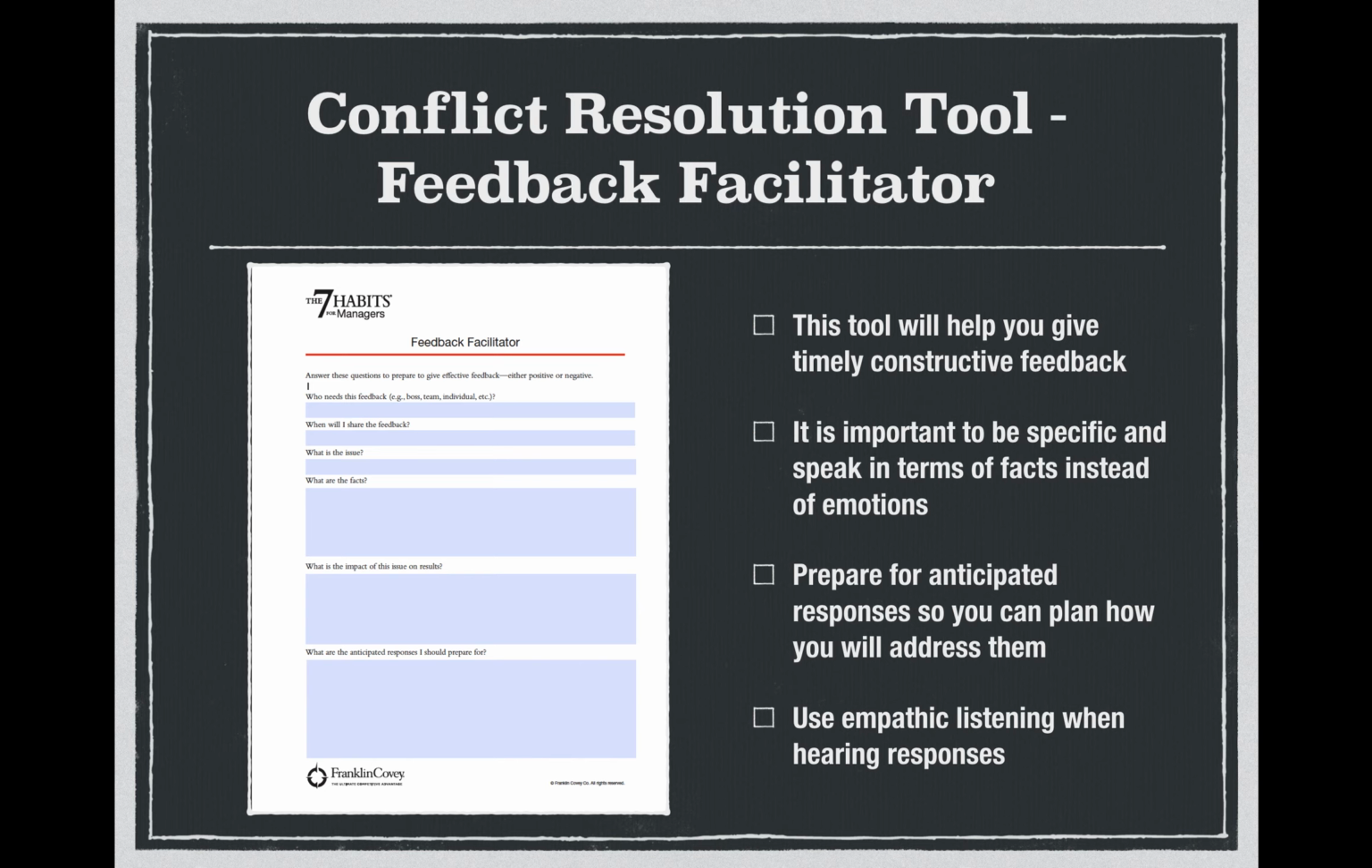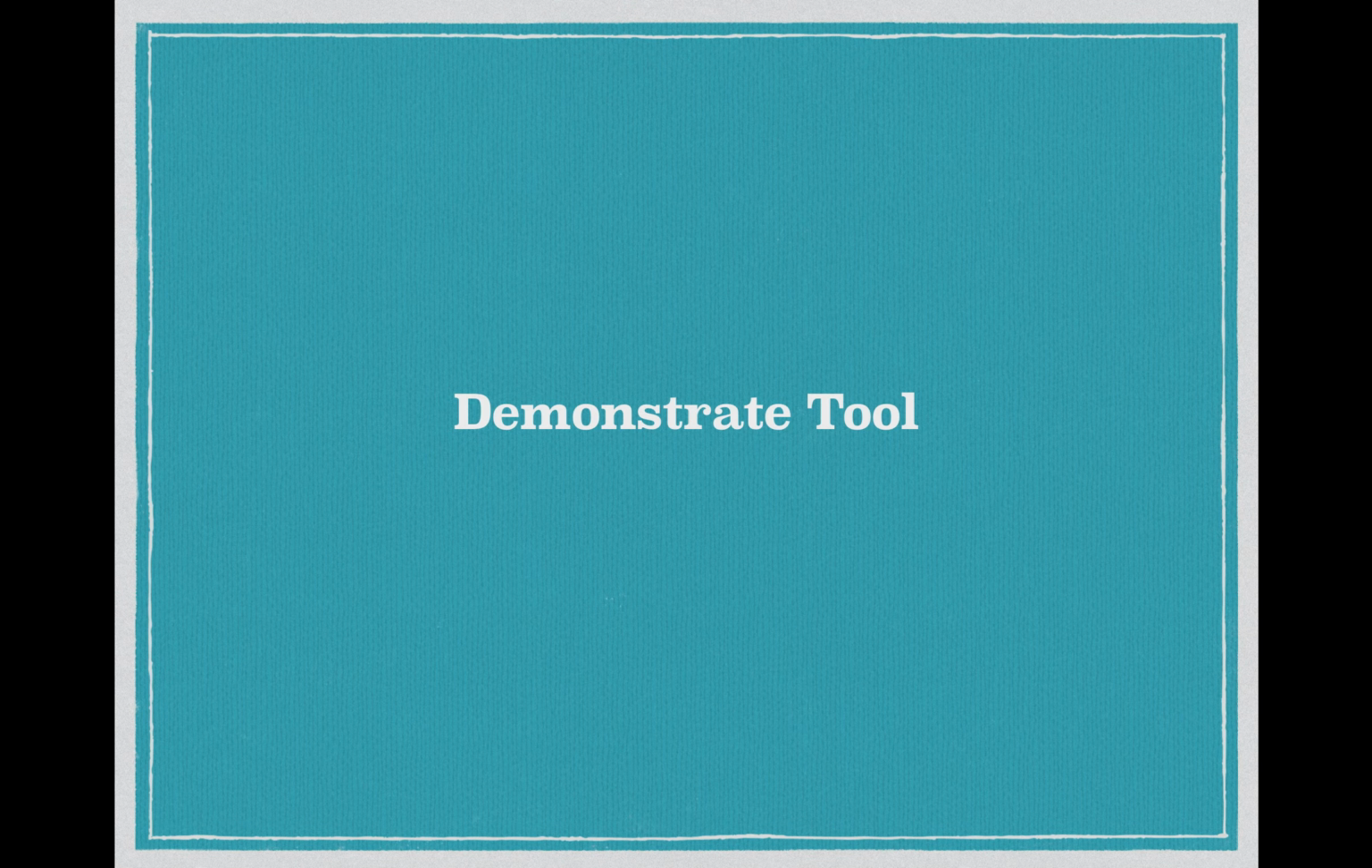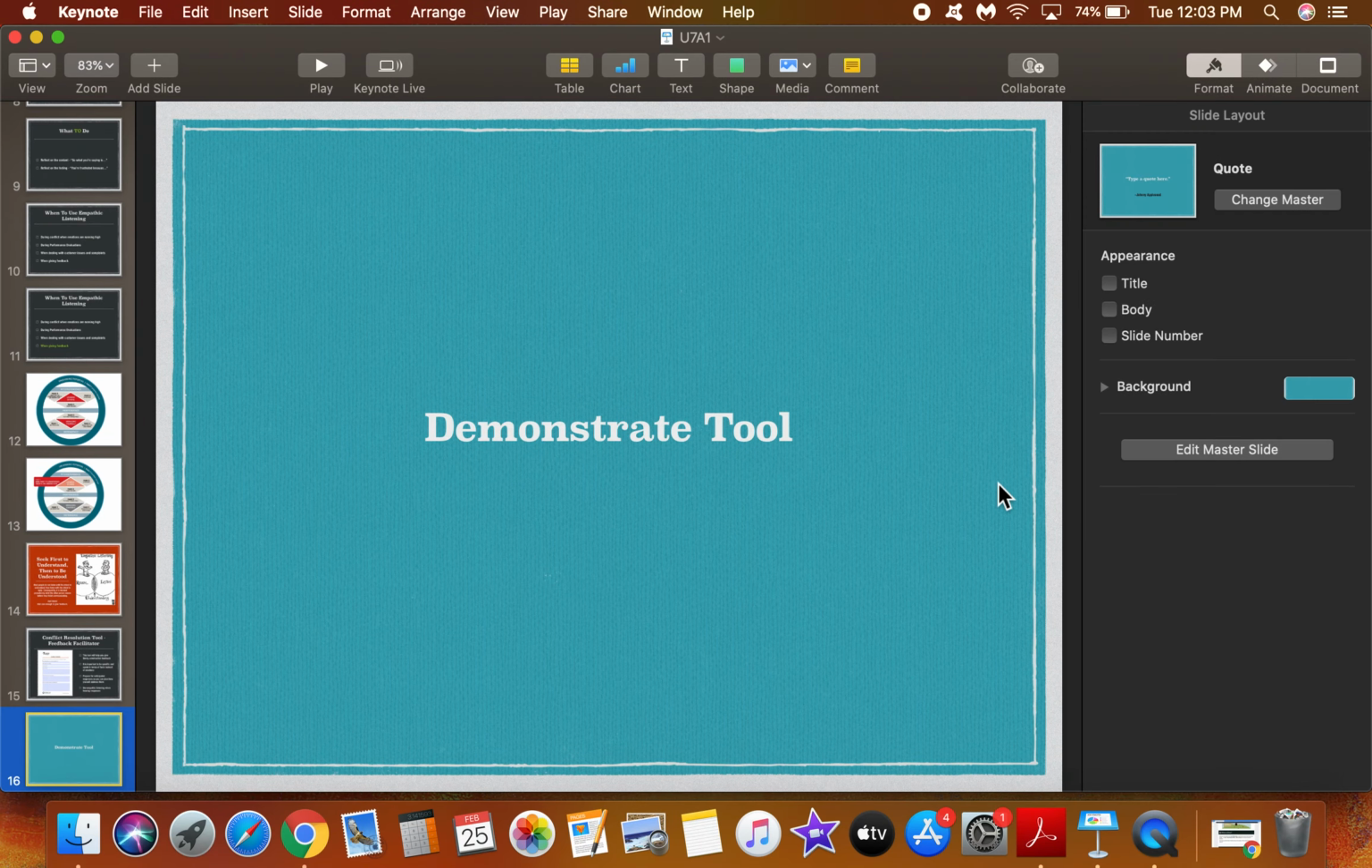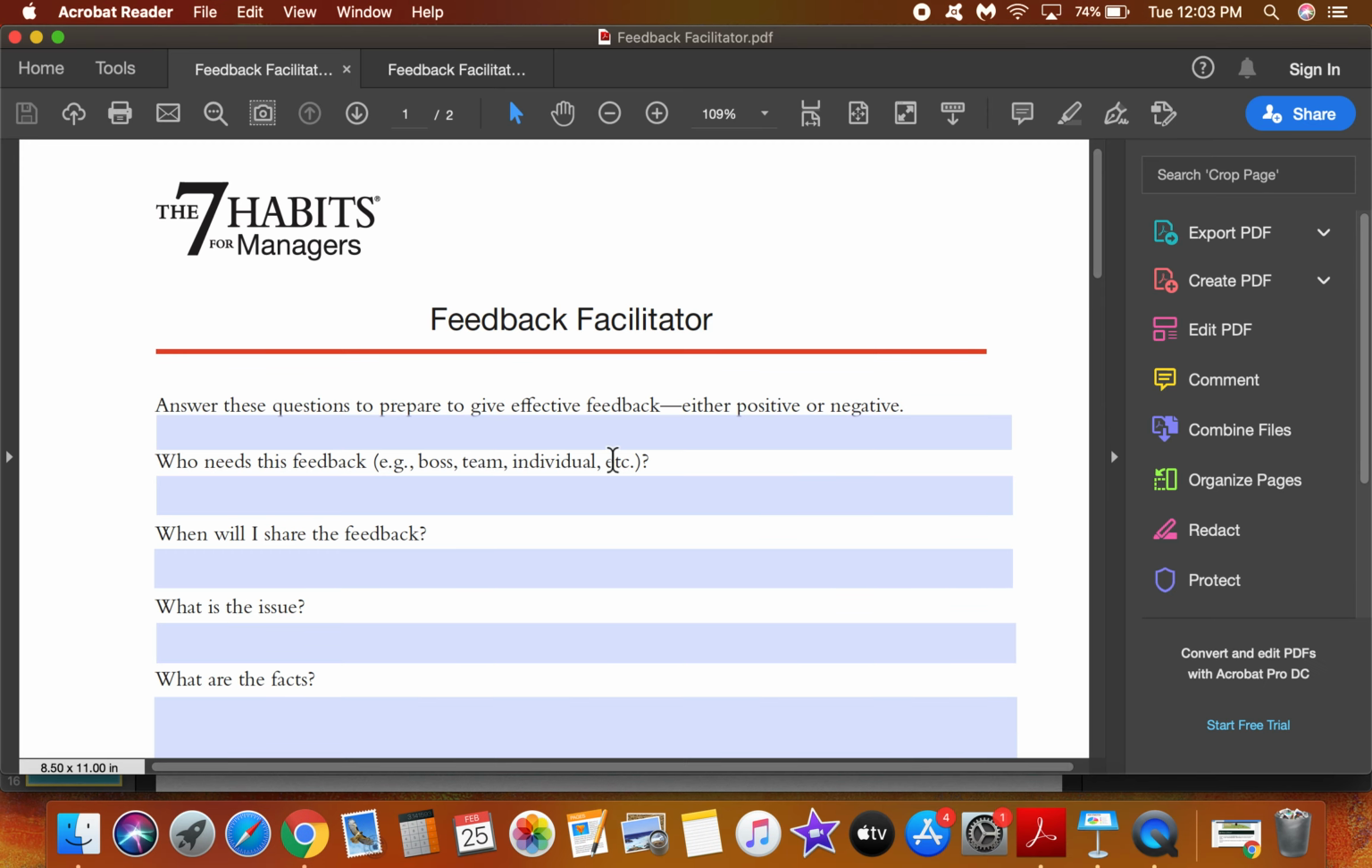The other thing this tool is going to let you do is prepare for anticipated responses so you can plan how you will address them. This is planning ahead: if I give this person this feedback, what could they potentially say? And I want to prepare myself for those potential responses. And then finally, use empathic listening when hearing the responses. So let's get right into it and open our feedback facilitator.